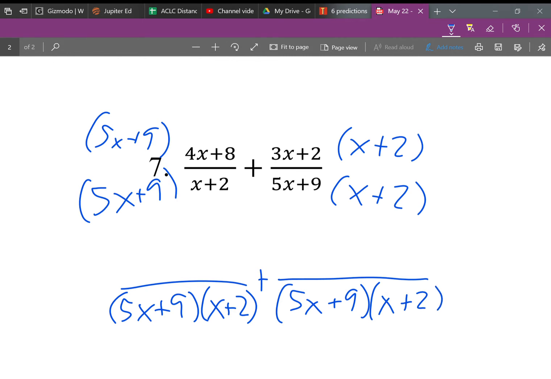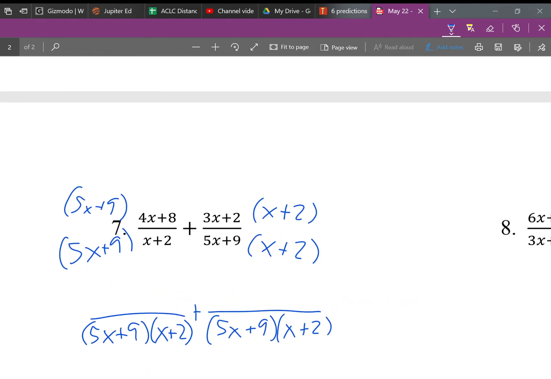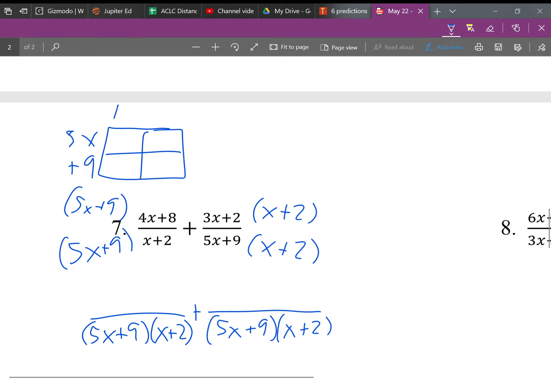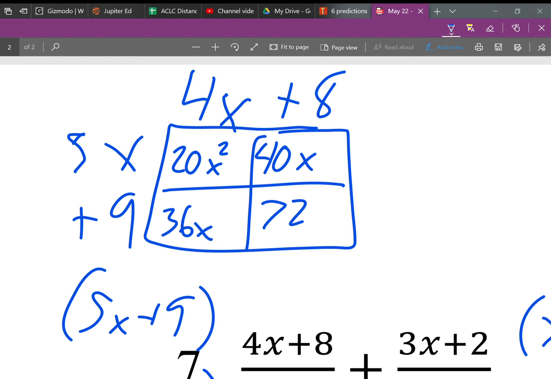Now, as far as the numerators go, I'm going to use the box method to multiply, and I'm going to go up to give myself a little space. So over here, I'm going to be multiplying what? 5x plus 9 times 4x plus 8. And that's going to be 20x squared, 40x, 36x, and 72. And I see that I'll be able to combine the 36x and the 40x.